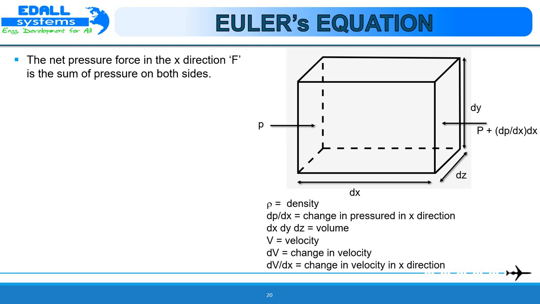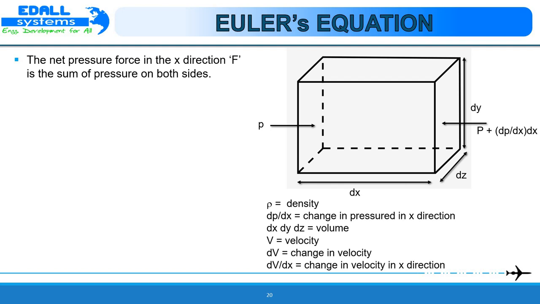Now, the pressure varies from point to point in the flow. Hence, there is some change in the pressure per unit length, which is given by dp/dx. Thus, if we move from the left face a distance of dx along the x-axis, the change in pressure is (dp/dx) dx. The pressure on the right face is P + (dp/dx) dx. The area of the right face is also dy dz. Hence, the force on the right face is (P + (dp/dx) dx) dy dz. This force acts in the negative x direction.